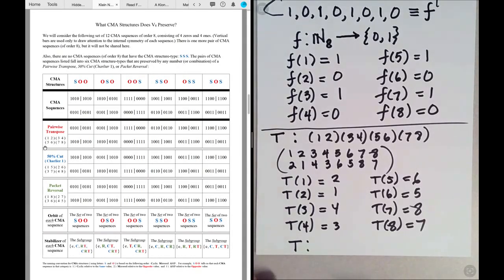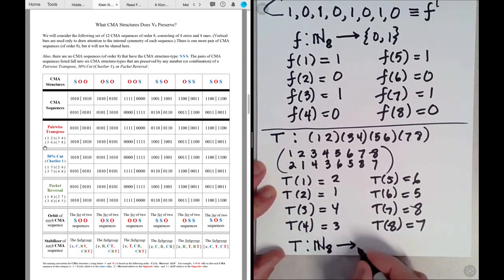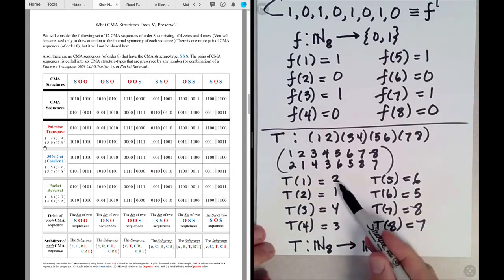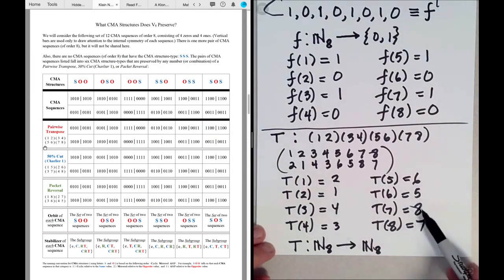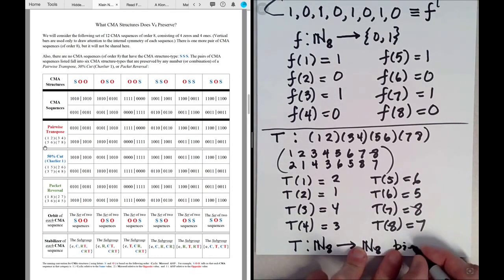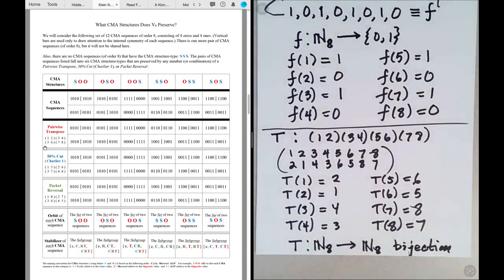Well, what is the set that we're using here? Well, it's N8, right? Because that's what we're doing. We are just reordering the numbers 1 through 8. And here's the new order: 2, 1, 4, 3, 6, 5, 8, 7. Okay. So T is actually a bijection. So, it's a function. It's a 1-to-1 onto function.